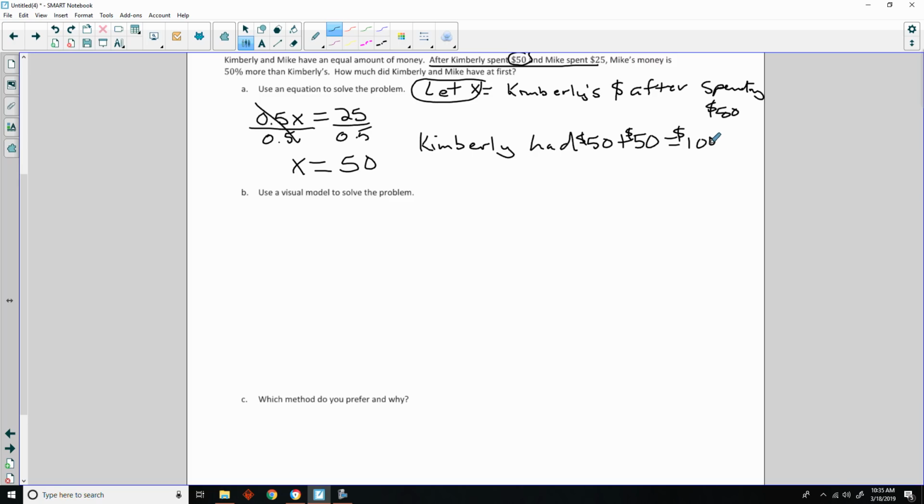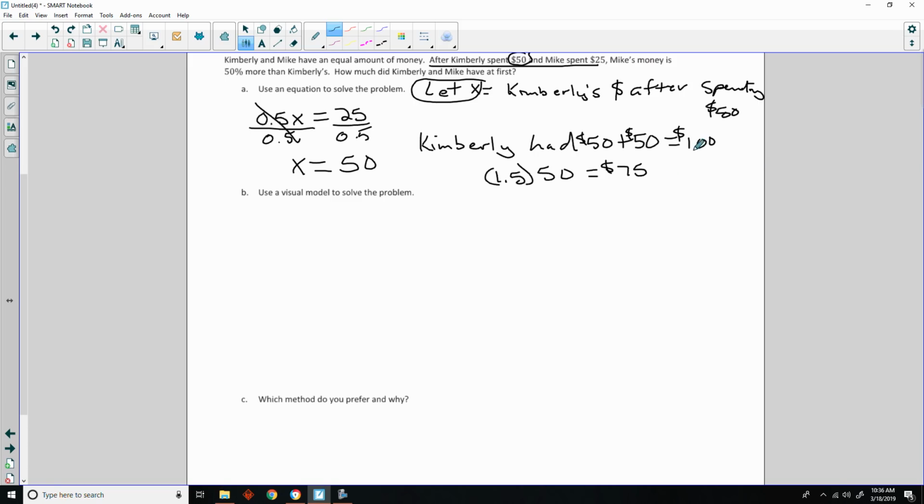And Mike has $75 because he spent 25. His money is 50% more than Kimberly's after spending 25. Mike has 75 because 1.5 is 50% more than Kimberly. Kimberly's 100%, 150% is 1.5 as a decimal representation. 1.5 of 50, Kimberly's money after she spent 50, equals $75. So they each started with $100. She spent 50 and now only has 50, and Mike spent 25 and now he only has 75.